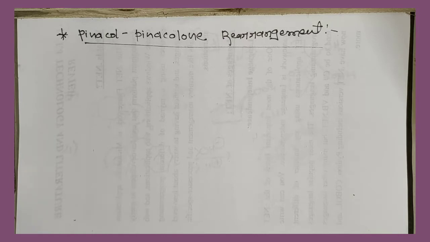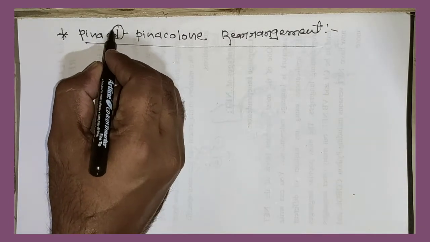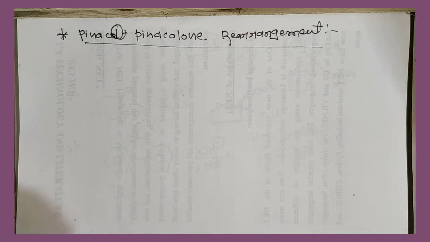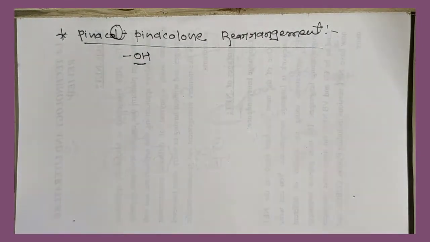Hello student, today we are going to discuss the Pinacolone rearrangement. On the basis of the name we can identify that there is an "ol", so we can say that it is dealing with OH-type material. So if in the reactant there is an OH-type functionality, then we can identify that it's a type of Pinacolone rearrangement.